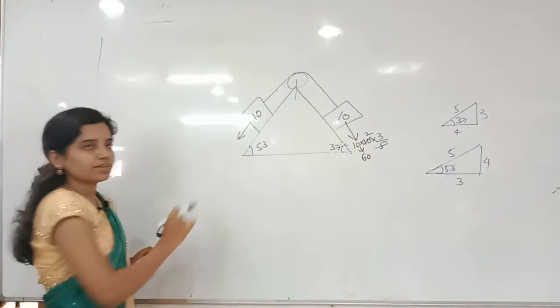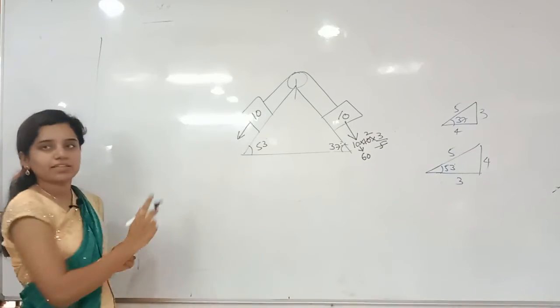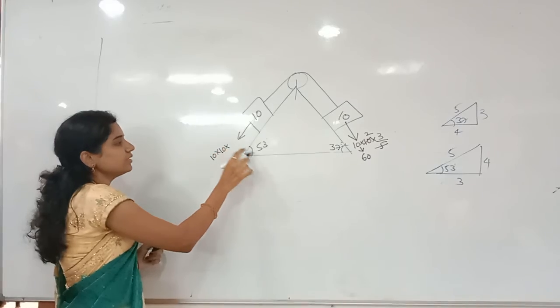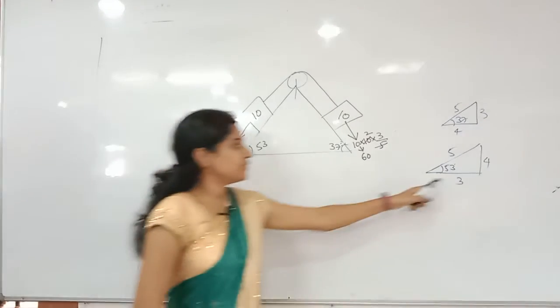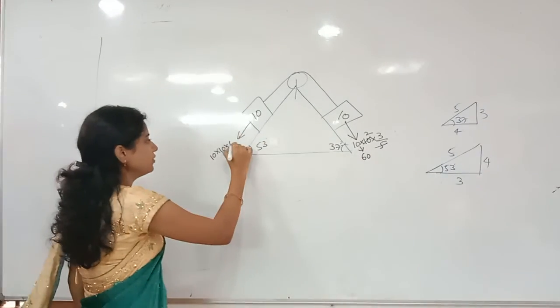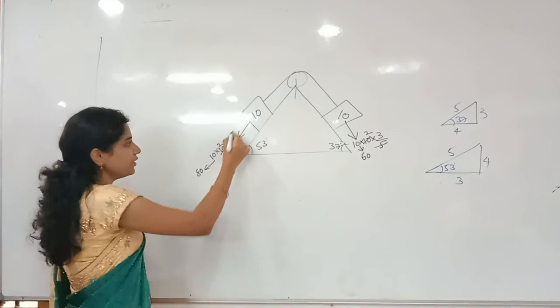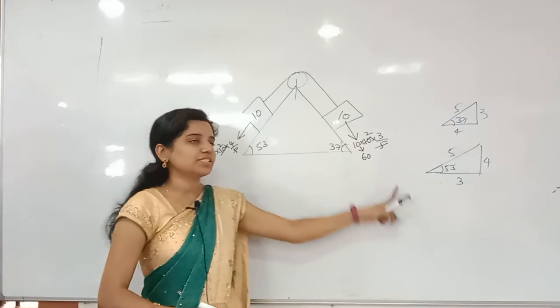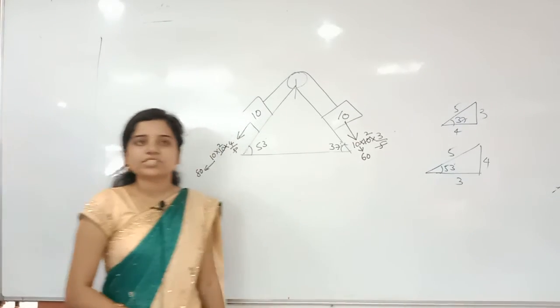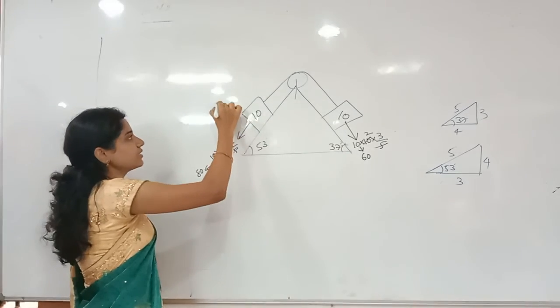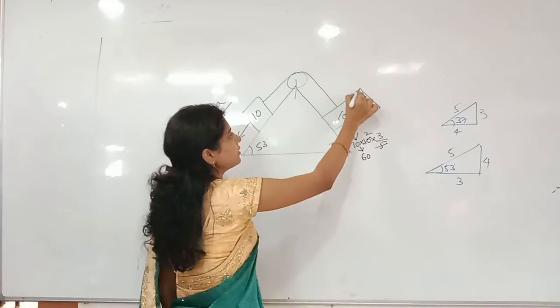Now check for the second one. For the second one again mg sin theta only. m is 10 again, g is also 10. Sin 53 is how much? 4 by 5. Nothing but 80 here. 80 newtons force is acting in this direction and then 60 is acting in this direction. So the system will move in which direction? Towards the 80 only. Acceleration A and then acceleration A here.